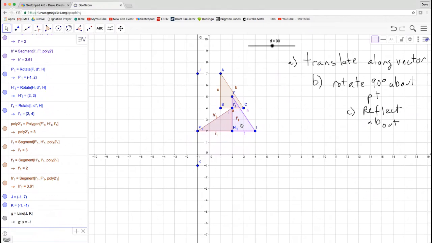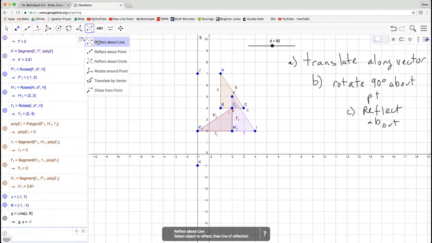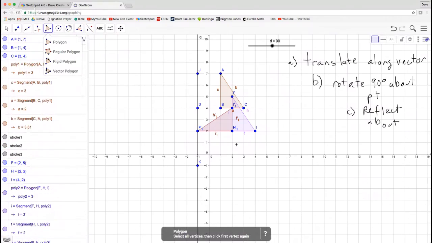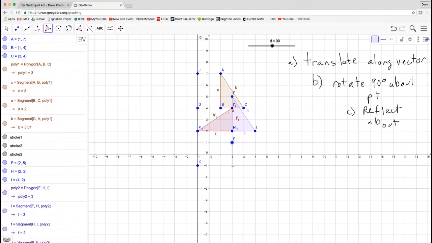Let's see, so we translated it like that. Okay, so let's try this one more time. Come on, give it to me. Reflect about line. How about this one? Reflect about line. Okay, let me just redraw this object and see if I can make this thing work. And if not, we'll just do it by hand.